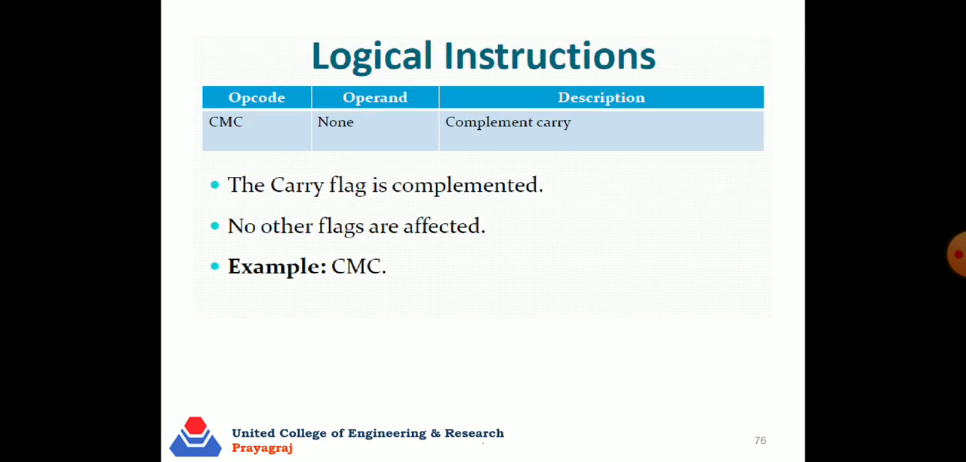Next, CMC. The full form of CMC is complement the carry. In this case, only the carry flag is complemented. As we earlier discussed, bit number D0 is denoted as the carry flag. If it is 0, then after execution of CMC it becomes 1, and if it is 1, after execution of CMC it becomes 0. That means if it is 1, then it is complemented, that means it becomes 0. So it is a very, very simple instruction.